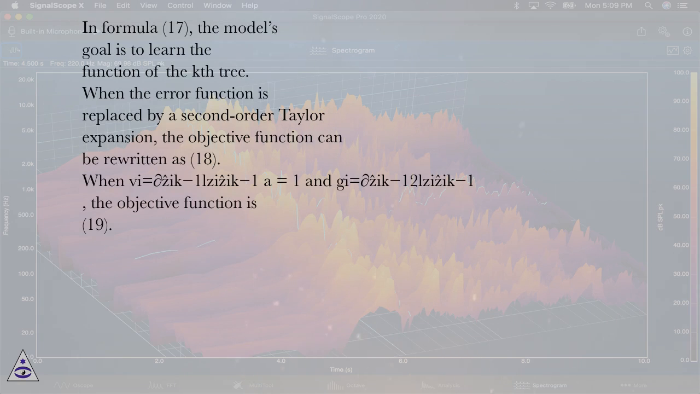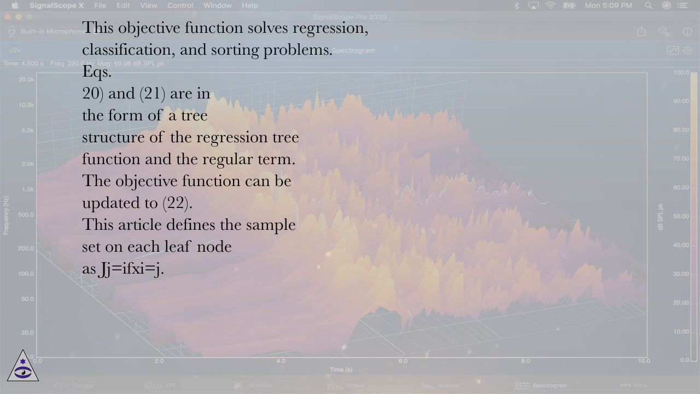In formula 17, the model's goal is to learn the function of the kth tree. When the error function is replaced by a second-order Taylor expansion, the objective function can be rewritten as 18. When y equals z_i^(k-1), a equals 1, and g equals z_i^(k-1), the objective function is 19. This objective function solves regression, classification, and sorting problems.